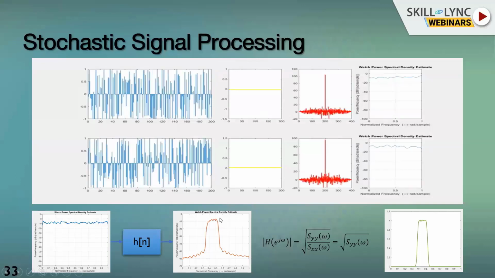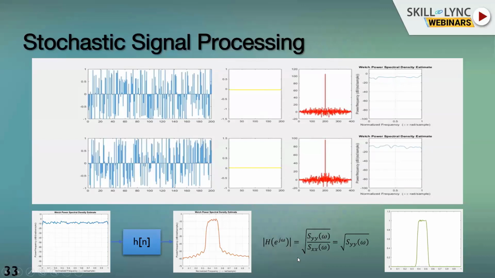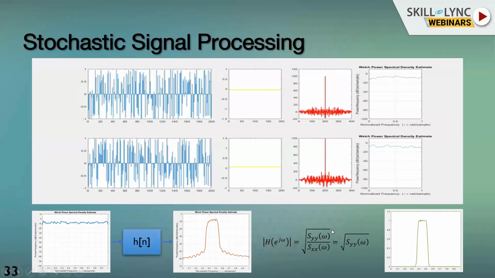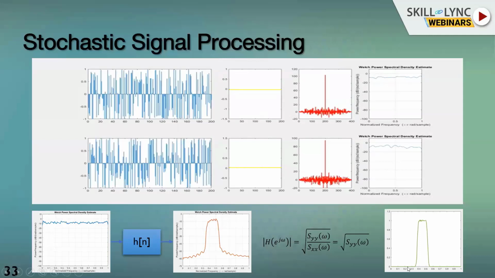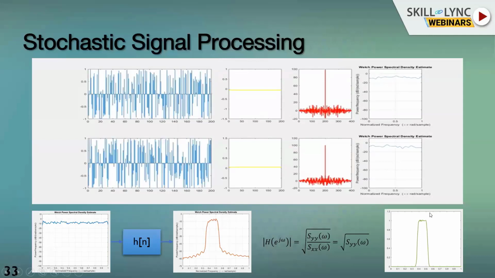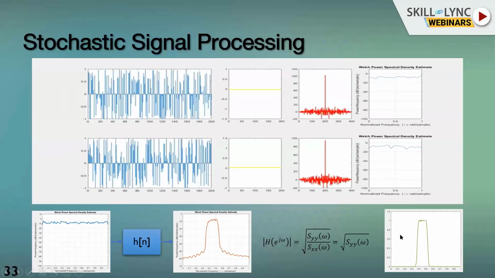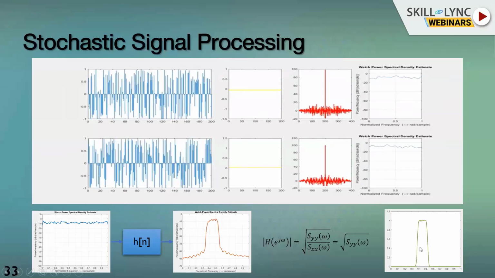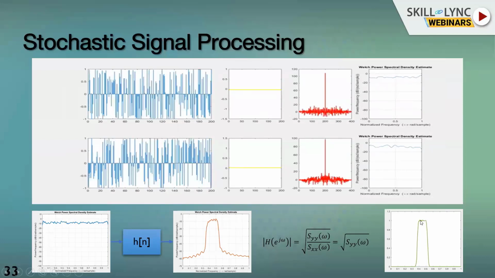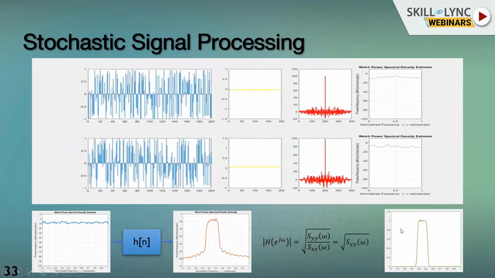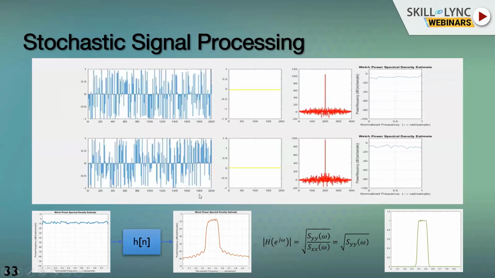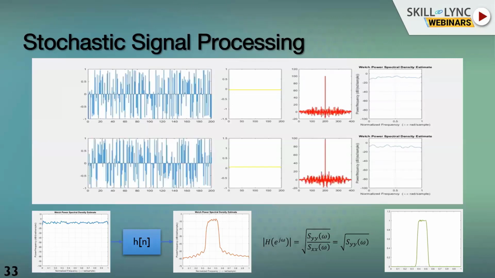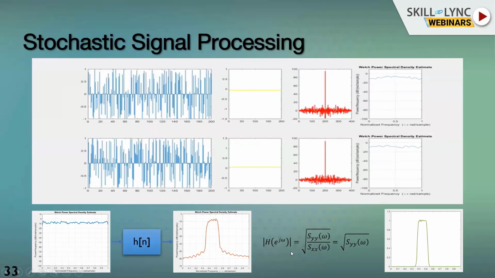We measure the power spectral density of this output, and using this expression, the power spectral density of the output divided by the PSD of the input, under root of that, is actually the magnitude response. So this is the magnitude response of the filter. From this we can see that the filter is a band pass filter, and there are some ripples in the pass band. This is one of the most widely used applications of WSS processes, to know a black box system's transfer function.